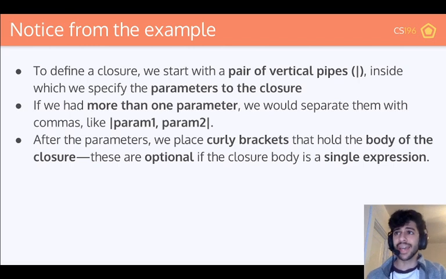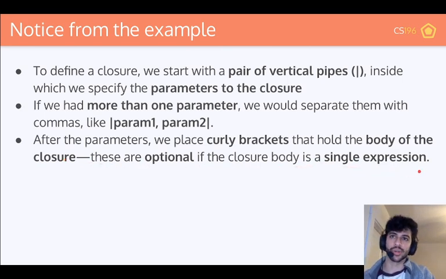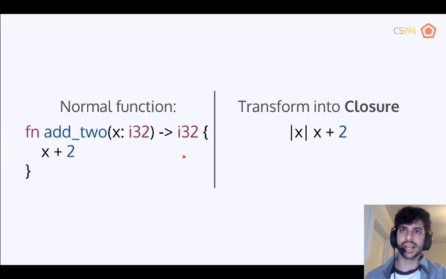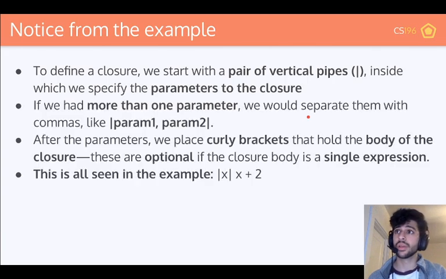And after the parameters, we place curly braces that hold the body of the closure. These are optional if the closure body is a single expression. So in other words, this is just like a function, and we saw exactly that right here. We took out the braces and we left it all on one line because we could, right? And so this is all seen in this example exactly.